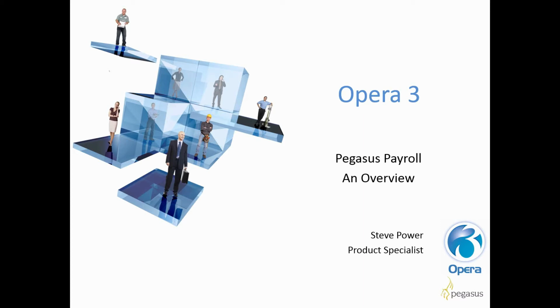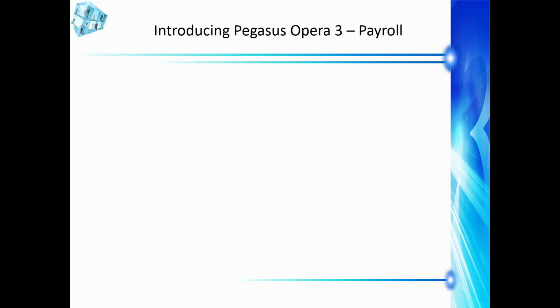My aim over the next 30 minutes or so is to give you an overview of the Pegasus Payroll, to show you how quick and easy it is to run the payroll and produce the pay slips, as well as to show you some of the many other features that are provided as standard within this payroll program. The Pegasus Payroll is recognised by HMRC under their PAYE recognition scheme.